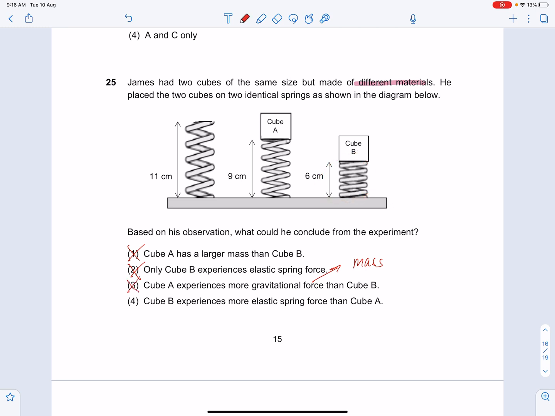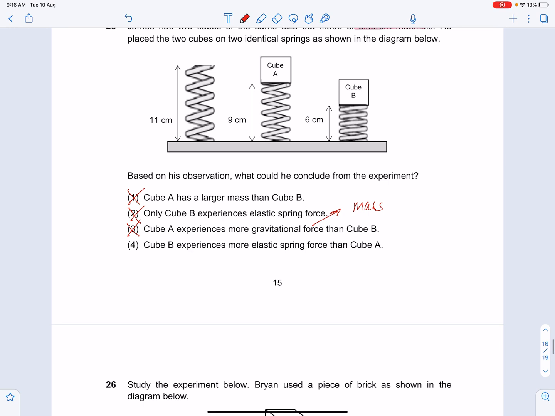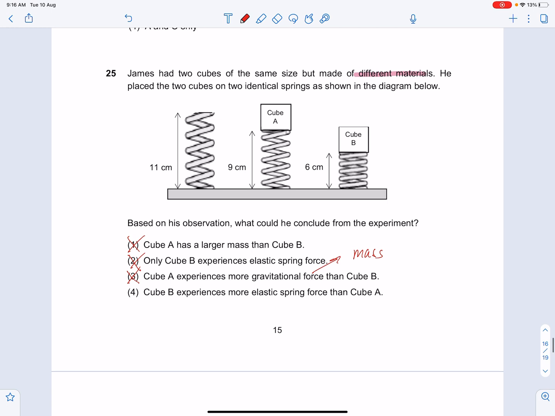So we're left with the last option. Cube B experiences more elastic spring force than cube A. This is actually correct. Why? Because in cube B, the spring actually got compressed more and they are identical. So because of the amount of more compression, cube B would actually have more spring force. So the answer is 4.